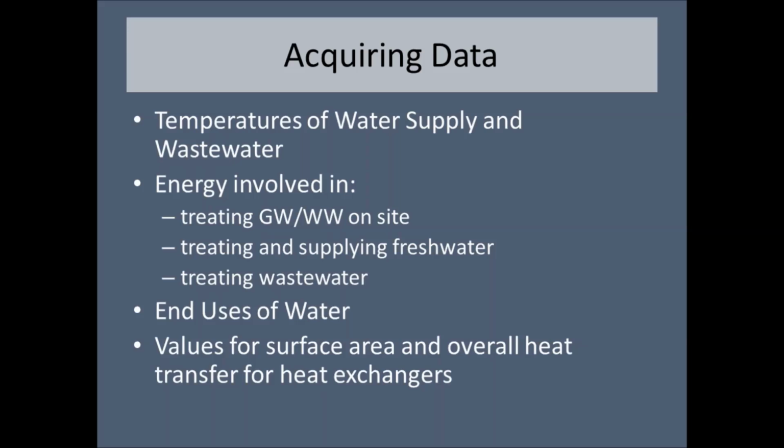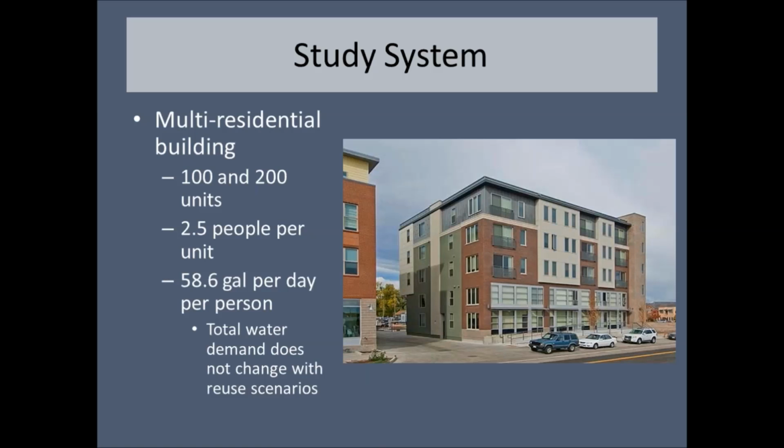We also need to look at the end uses of water within a building. So how much water is going to end up being used in showers or toilets, and how much of this is hot water, stuff like that. And for the heat exchangers, we need to know the values for the surface area and overall heat transfer coefficient, which I'll get to later.